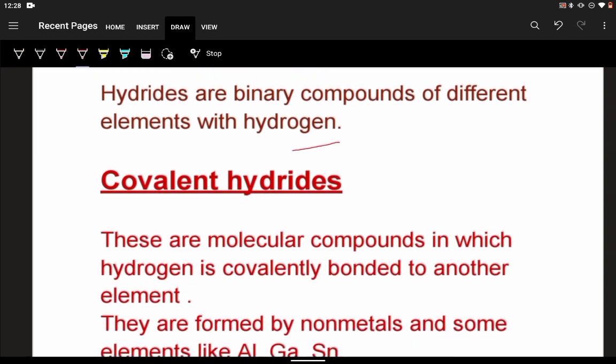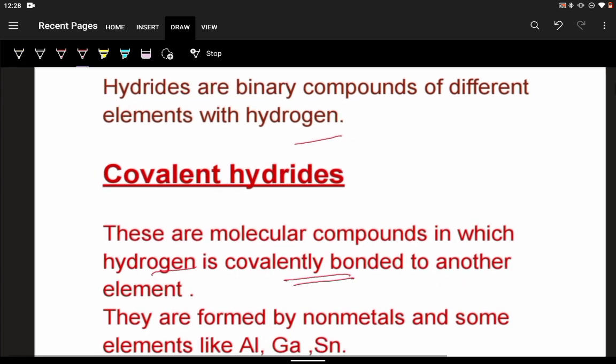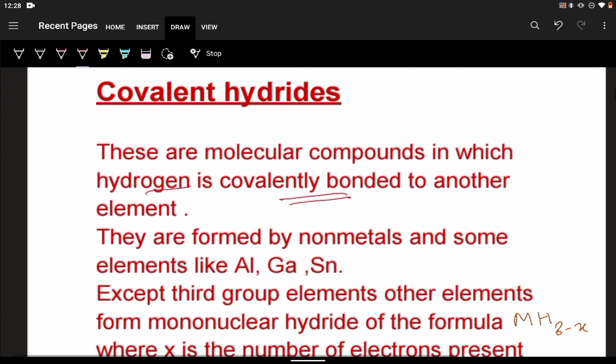The covalent hydrides are some molecular compounds in which some element will have a covalent bond with hydrogen. Since it is covalently bonded, we call them covalent hydrides. Covalent bonds, as we know, are formed by sharing of electrons. These type of hydrides are formed by nonmetals and also by some of the elements like aluminium, tin and the like.